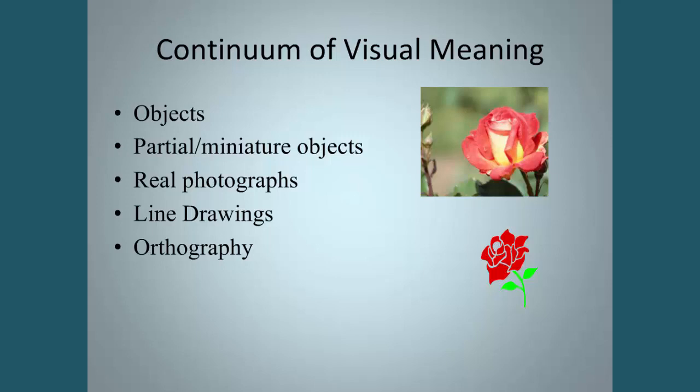Next are real photographs. Real photographs look a lot like what it represents, but it doesn't have the third dimension. And then the next are line drawings. And we know line drawings in and of themselves have a continuum, don't they? Some line drawings are very detailed, look almost like a photograph. Some are just a couple of lines that represent something. And lastly would be orthography, or the written word, where there's absolutely no hint, right? We've got that word table, but there's nothing in those letters that helps us to know that it's a flat surface with 4 legs.